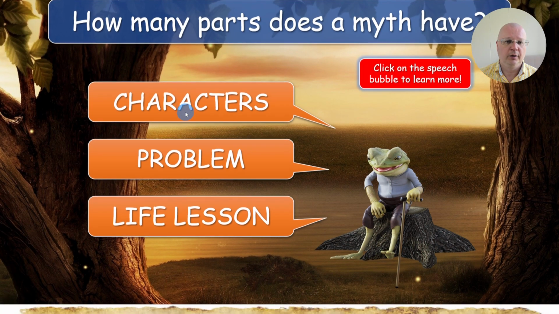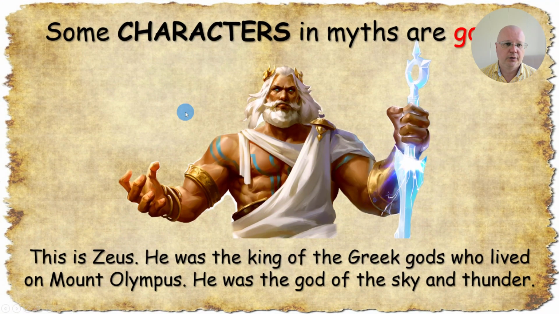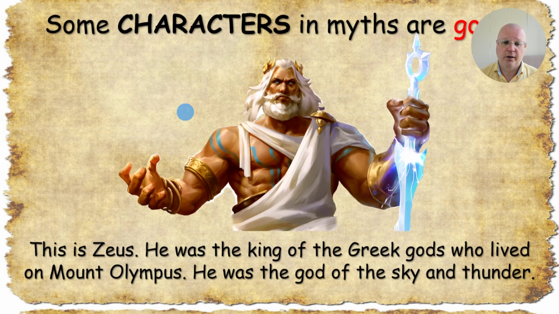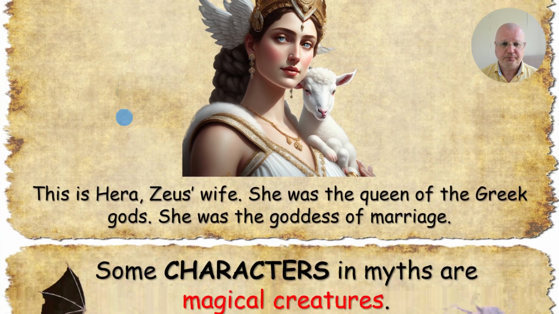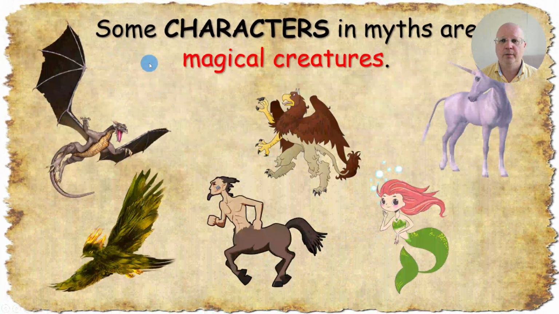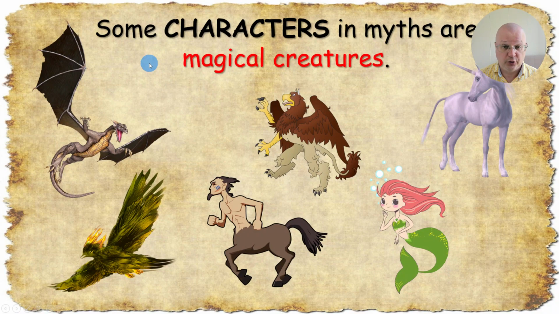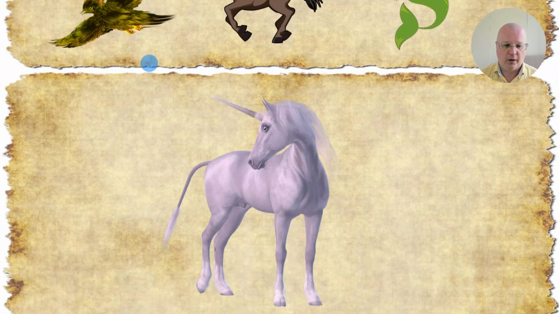So let's click characters, and it takes us to the character page. So some characters in myths are gods, some characters in myths are goddesses. For example, this is Hera, Zeus's wife. And some characters in myths are magical creatures. And this is our main focus for this lesson. We're going to go through 6 magical creatures, and we're going to learn what they are.